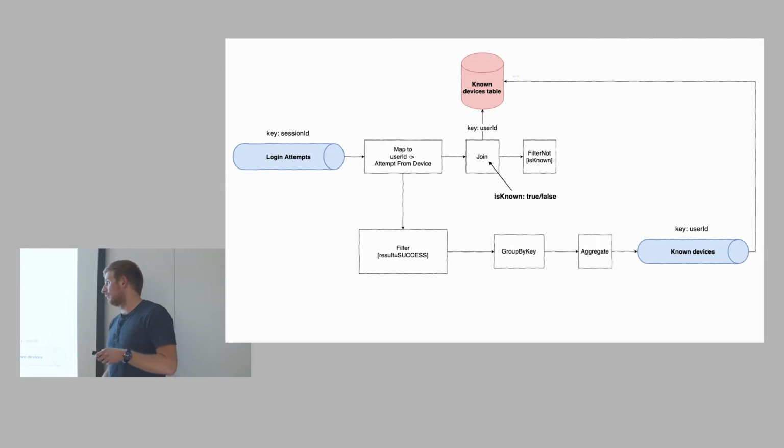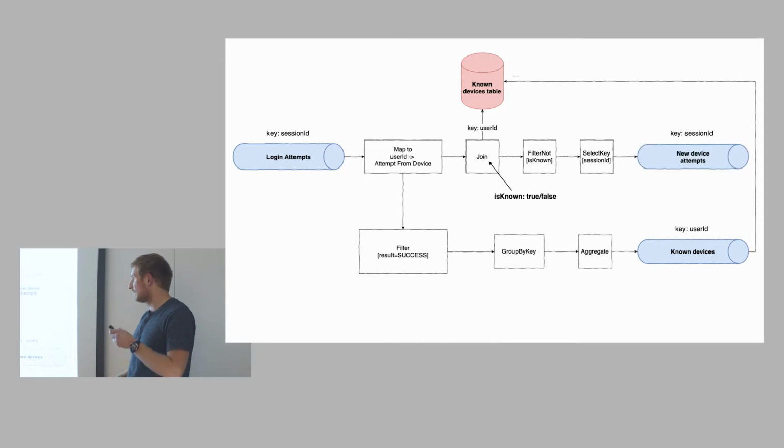Later on, we need to filter out all known devices because we are interested only in those attempts that are coming from new devices. Then we switch the key for the purpose of further processing in this malicious session analyzer, and we output it to new device attempts. So now we have two topologies.